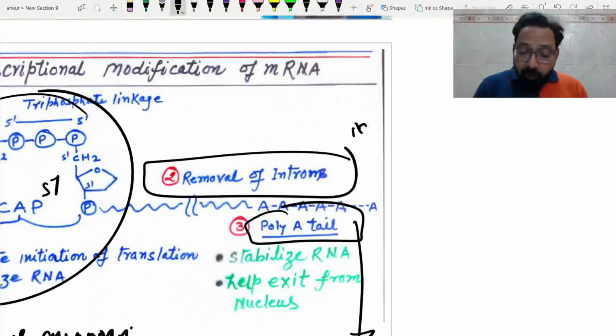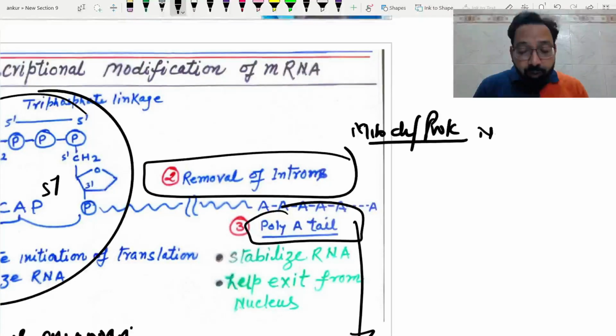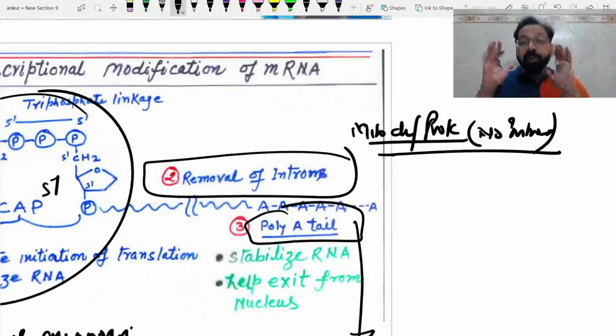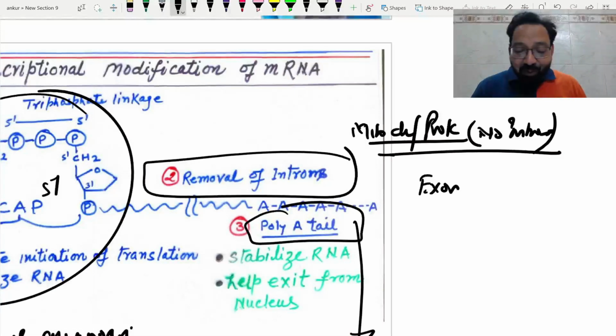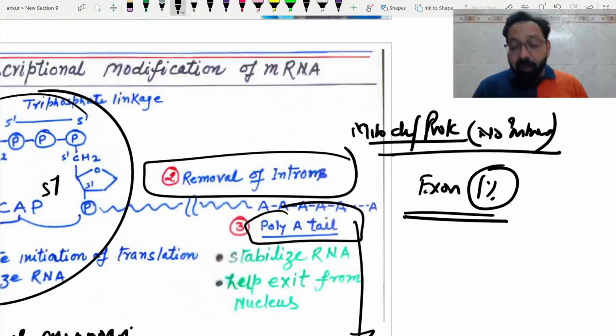Yes, mitochondria and prokaryotes have no introns. Point it out. Intron means intervening sequence to support our genome. In eukaryotes the genome is very large. To support our genome we have introns, and you will be surprised, exon is only 1%. In a few textbooks 1.15%, 1% approximately.